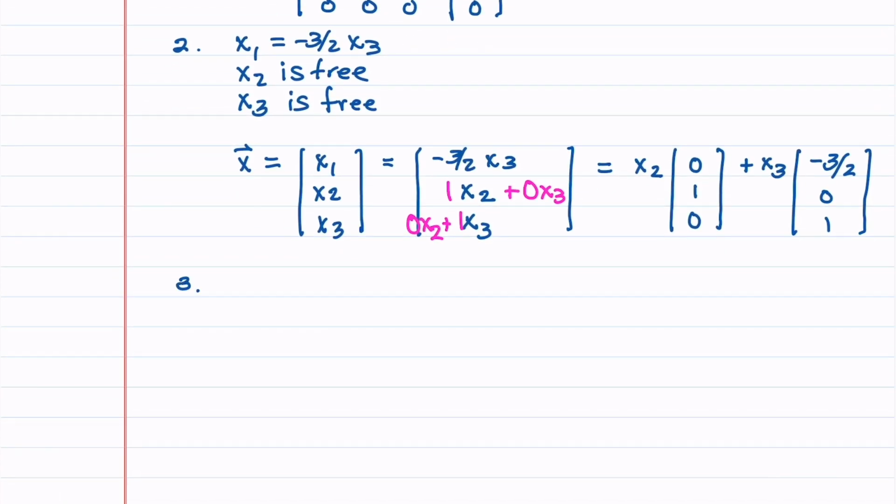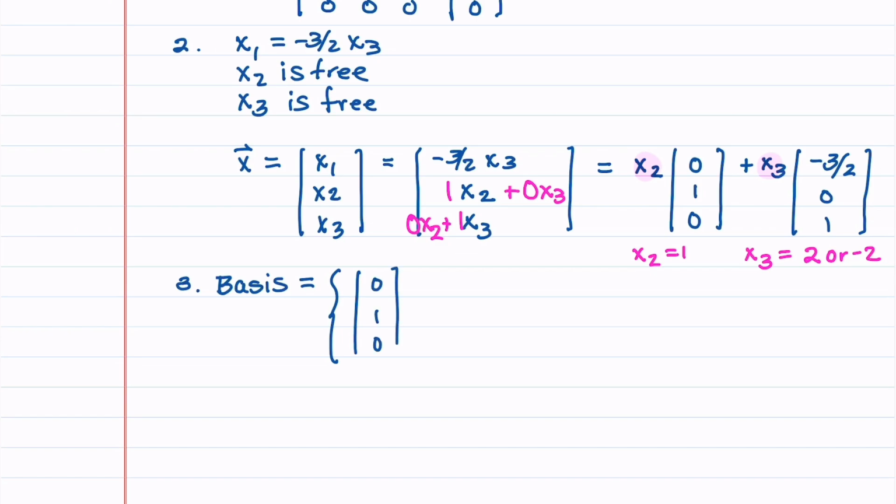Now all we have to do is find a value for x2 and x3 and write down our basis. I'm going to choose x2 to be equal to 1, and then I'm going to choose x3 to be equal to 2 to get rid of our fraction. You could have also let it be equal to minus 2 if the first entry you wanted to be positive instead of negative. Our basis then contains these two vectors. The first vector is 0, 1, 0, and our second vector is minus 3, 0, and 2.